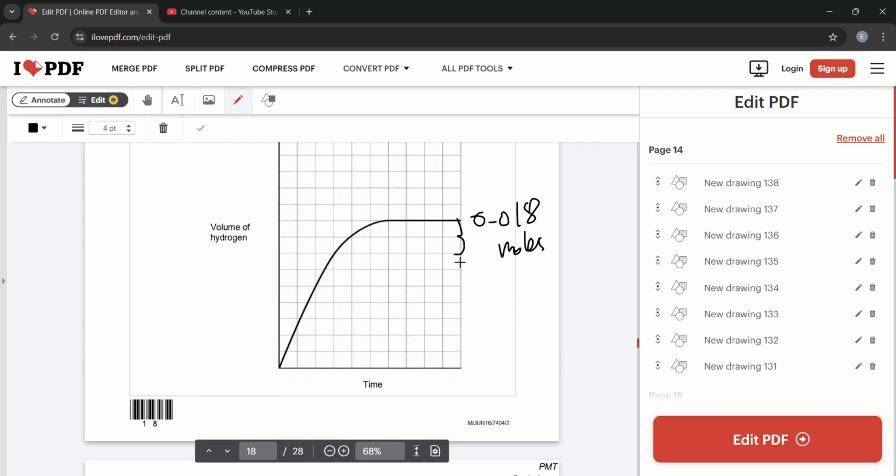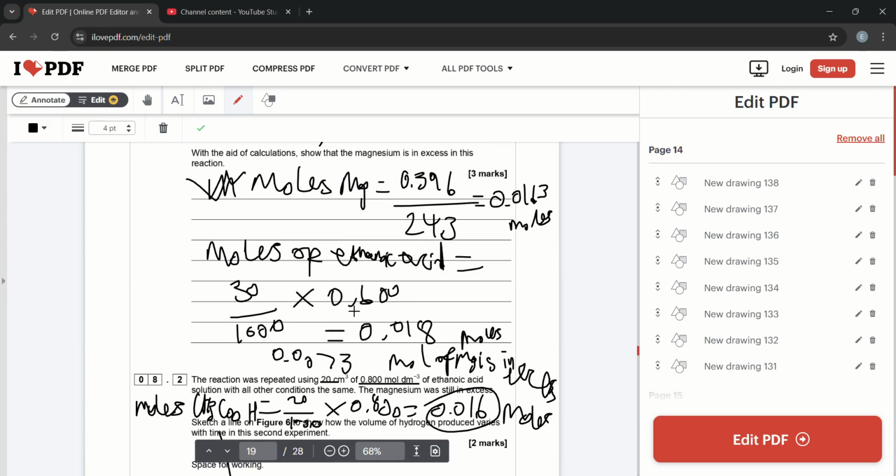We've got 1, 2, 3, 4, 5, 6, 7, 8, 9. So the 0.016 is just going to be here, on the 8th line. It's going to level out on the 8th line. So it's going to start at the origin, be slightly steeper, but then level out on the 8th line. And that is the end of question 8.